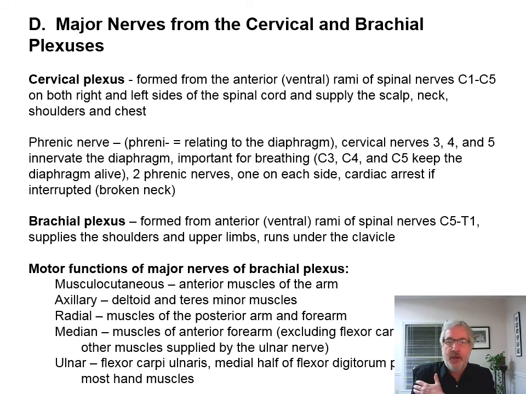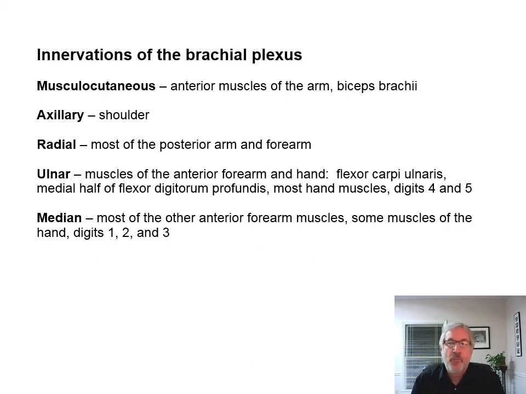I'll show you those. And the radial does the posterior arm, the backside of the arm, and the backside of the forearm. The median nerve does the muscles of the anterior forearm. And the ulnar nerve does a lot of hand muscles as well as a couple of the muscles in the forearm. Okay, next slide. And this is a repeat of the previous slide, basically.